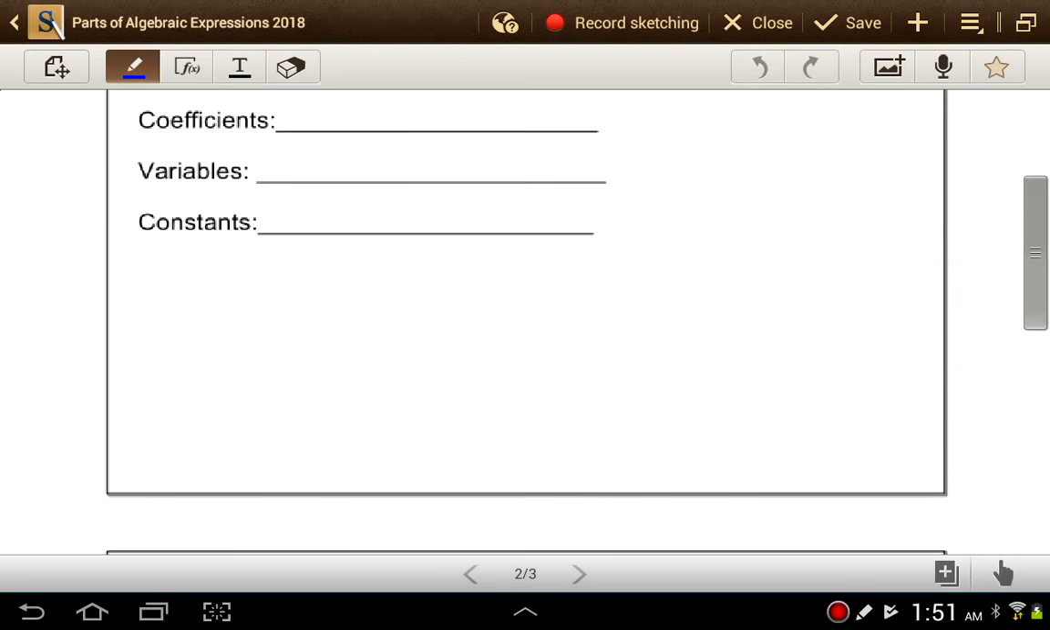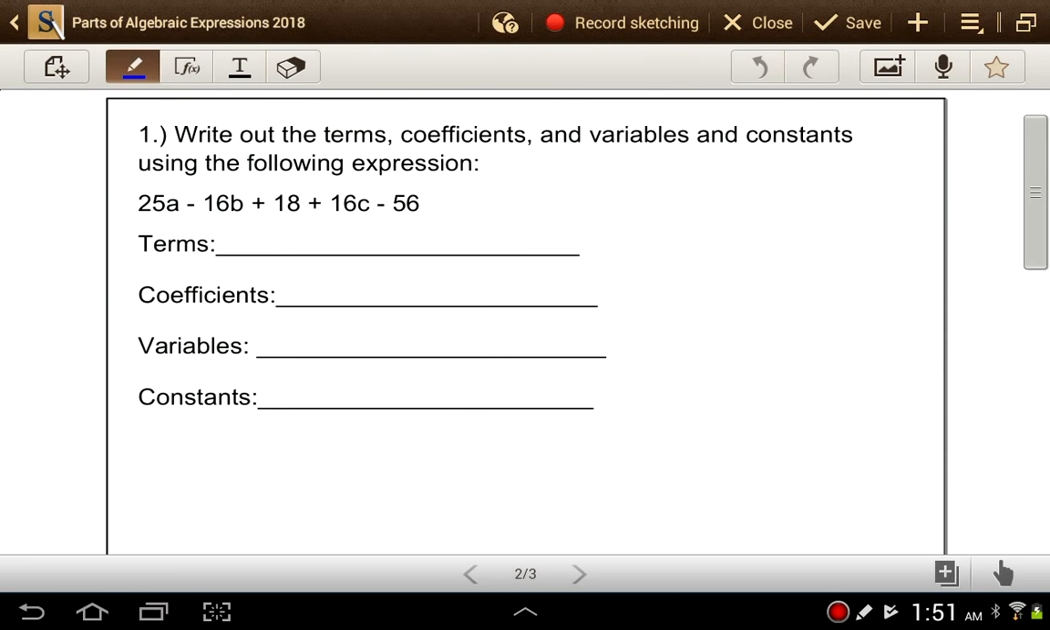In our next slide, we're going to go over some examples. First, I want you to tell me the terms, coefficients, variables, and constants of the expression. The terms, again, are separated by addition or subtraction. I have 25a, so that's my first term, minus 16b. Remember, we're going to do a negative 16b to illustrate that we're subtracting. Plus 18, so that's going to be 18, plus 16c, so that's going to be 16c, minus 56. That's going to be negative 56 to illustrate that we're subtracting.